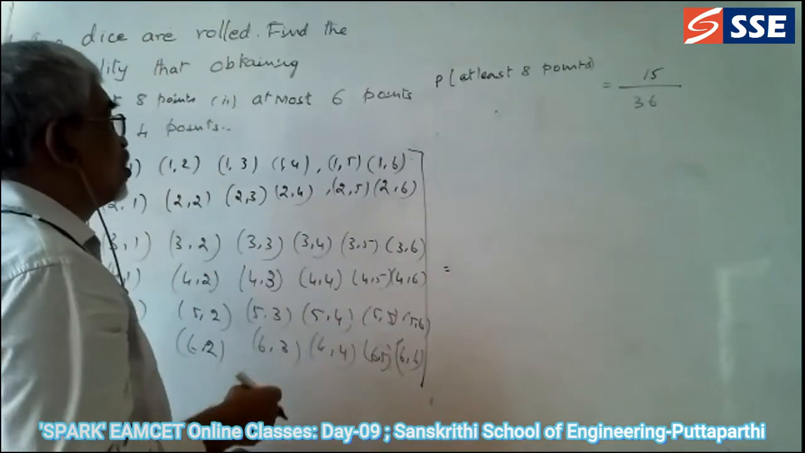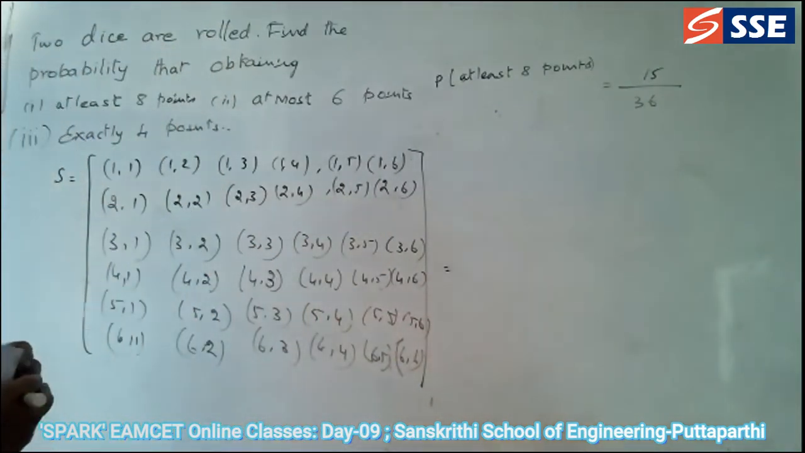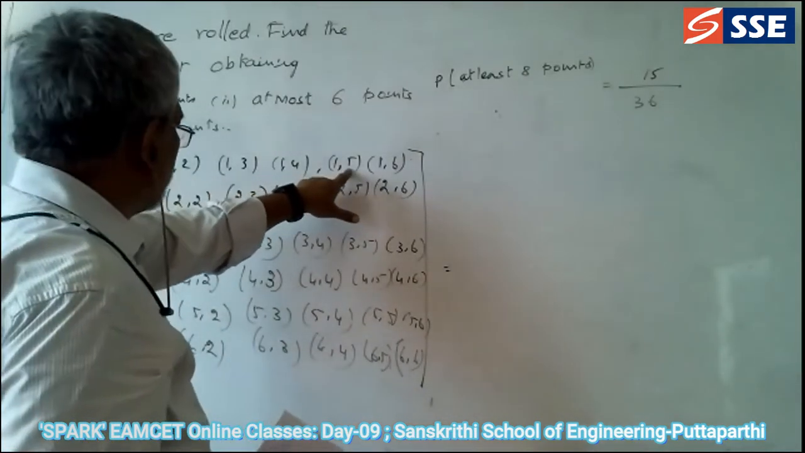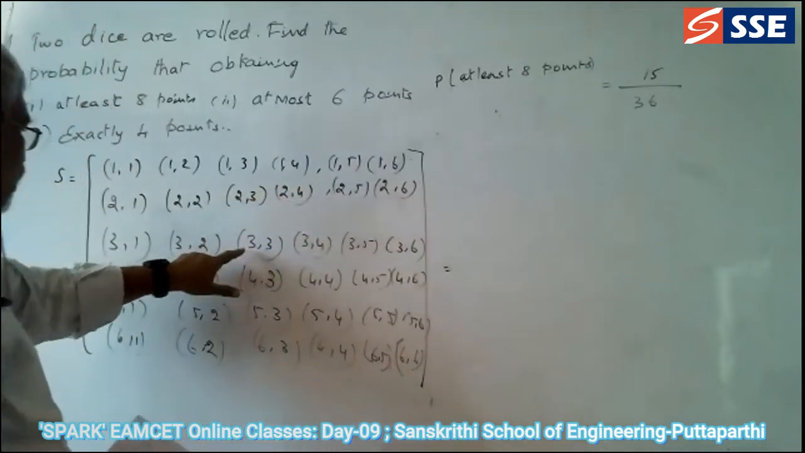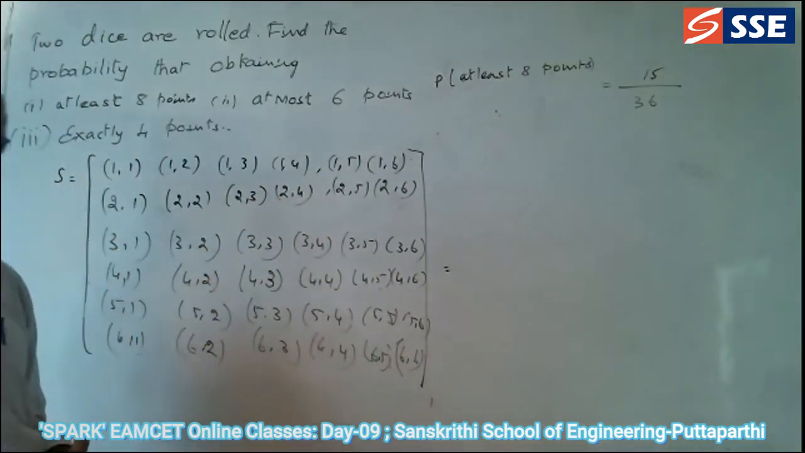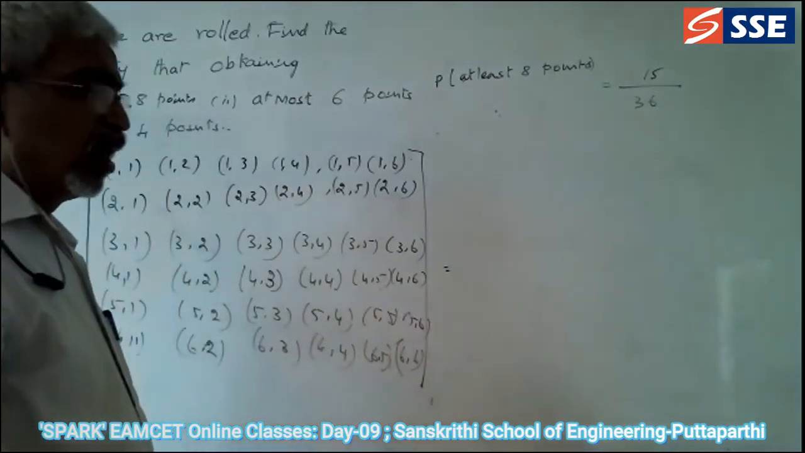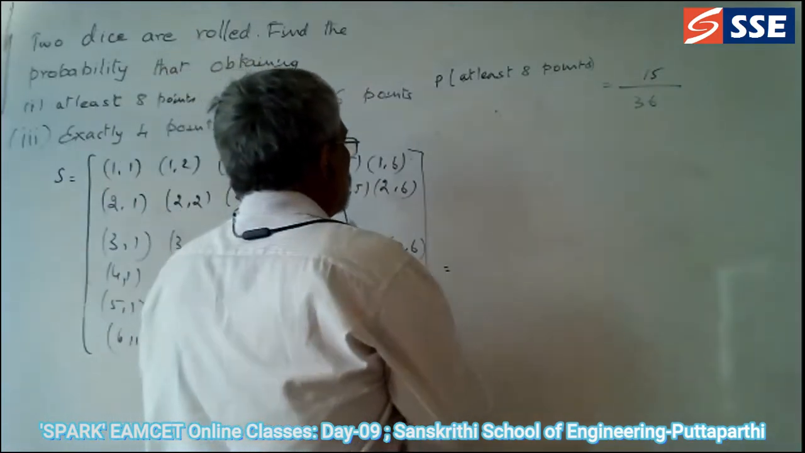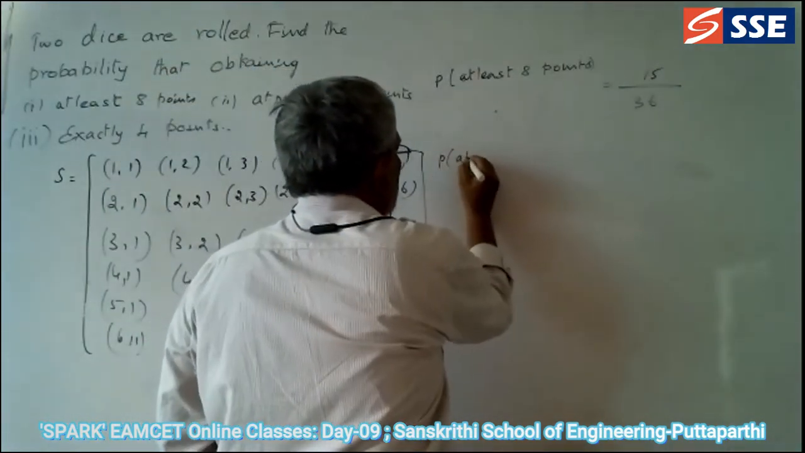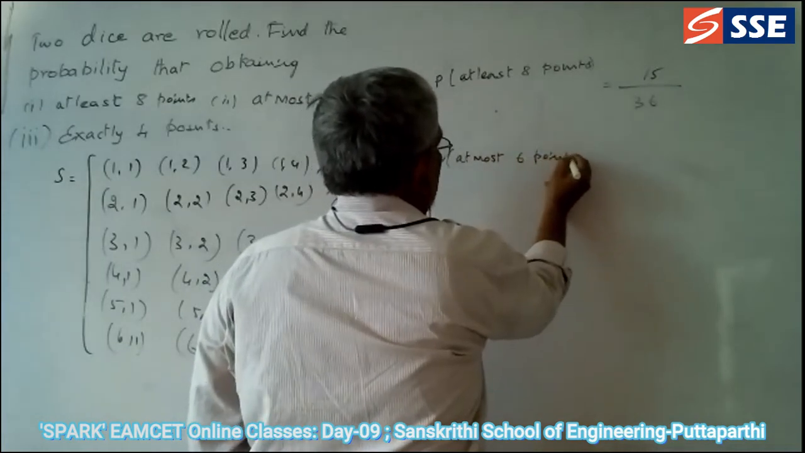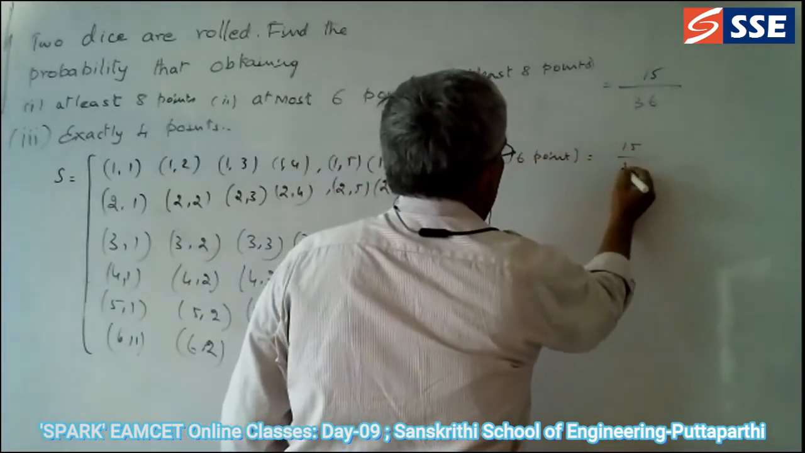Similarly, at most 6. At most 6 means up to 6. So here, up to 6, it is also 5, 4, 3, 2, 1. So it is up to that it will come. So it is again the same, n into n plus 1 by 2. So at most 6 points is equal to, again it is 15 by 36.